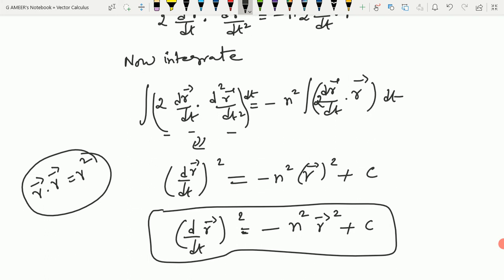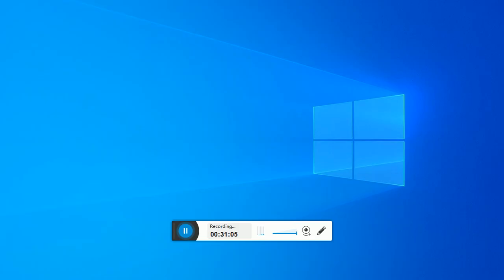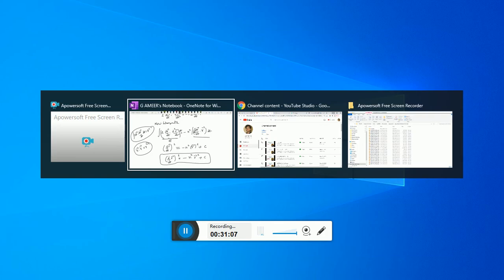See, this result we keep on using, that is 2 into f dot df by dt will be equal to f square. This result we keep on using: 2 times a function dot product with that function's differentiation will give that function square. Okay, remember this result. Here also we have used it, and here also we have used it. In both places I have used the same result.